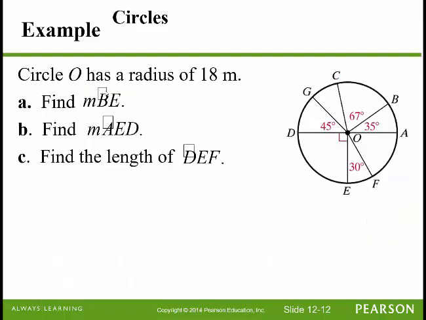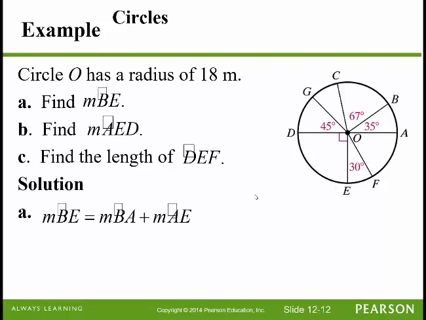All right, now forgive these typos. There's supposed to be the arc sign above these here. So I have this circle with center O. I want to find the measure of arc BE, so from here to here. I want to find the measure of arc AED, all the way around. And I want to find the length of arc DEF.